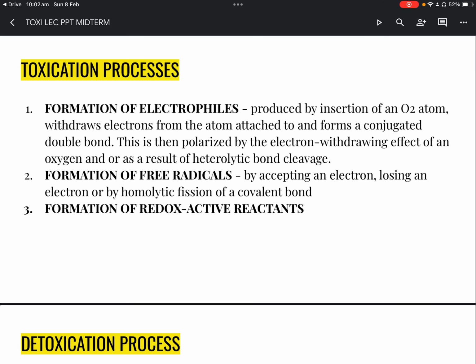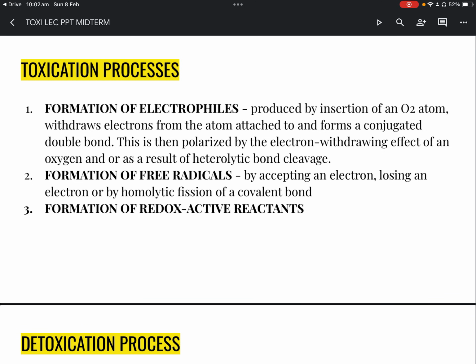So when this double bond is created, there is then a polarization by electron drawing effect of an oxygen, or as a result of heterolytic bond cleavage. So basically, in the formation of electrophiles, there is an insertion of an oxygen atom and it withdraws electrons, resulting in a polarized electron withdrawing effect and is a result of heterolytic bond cleavage.